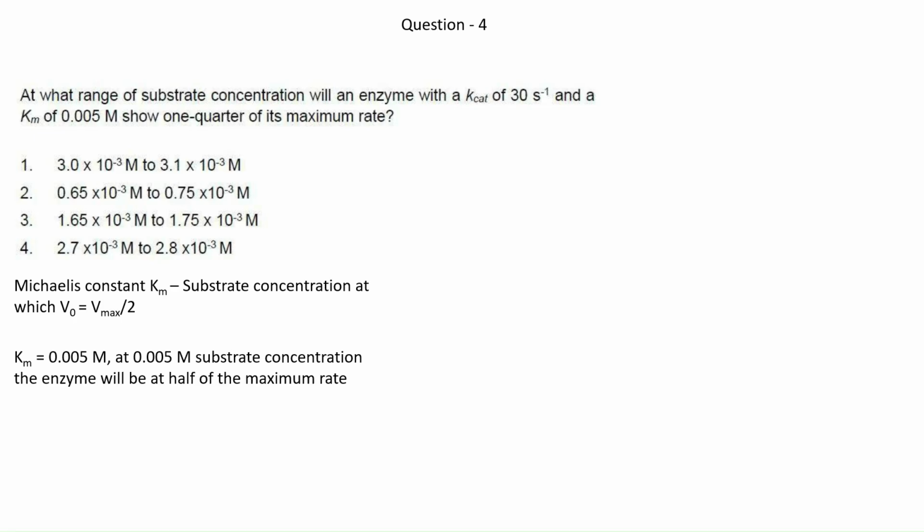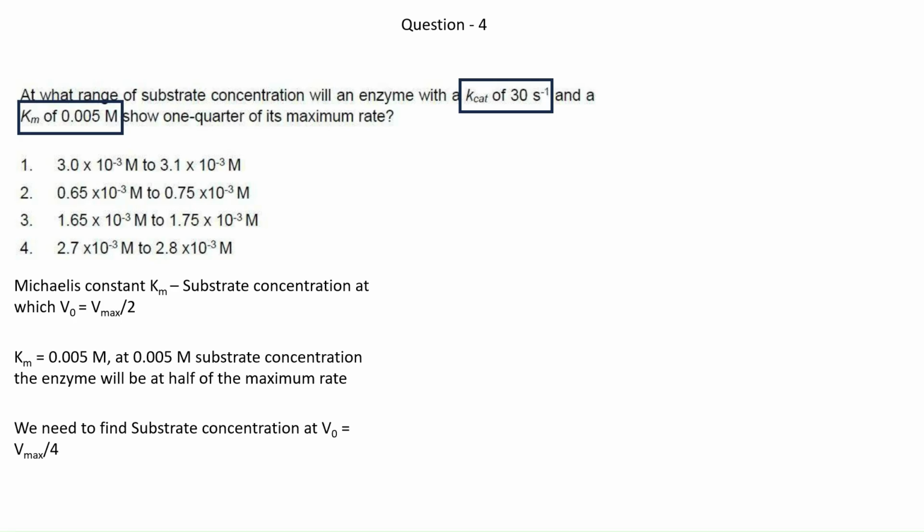Now, in our case, Michaelis constant is 0.005. Now another number that we are given is kcat, which is 30 per second. Now we need to find the substrate concentration at which the reaction velocity will be 1/4 of the Vmax. So we'll use this equation which states that reaction velocity equals Vmax into substrate concentration divided by substrate concentration plus Km.